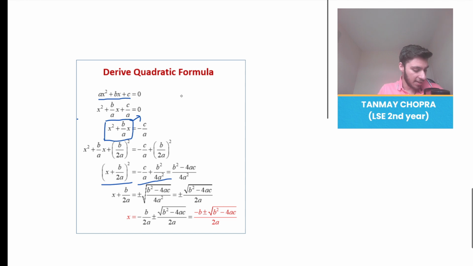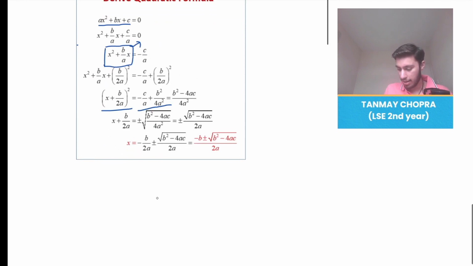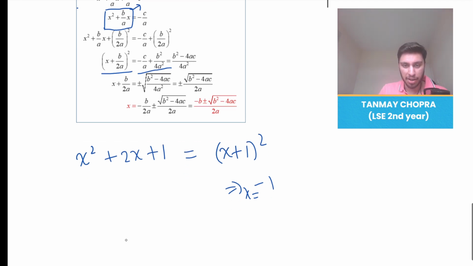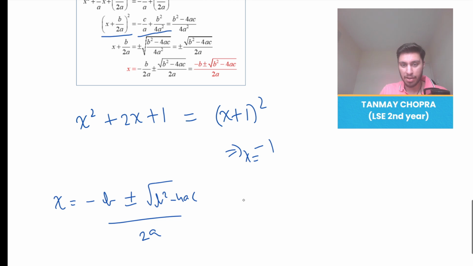Now, to find the solutions, let's say I have an expression which is x squared plus 2x plus 1, and this is the easiest quadratic ever, because this is just (x plus 1) whole squared. So I know the solution is x equals negative 1. Does the quadratic formula work here? Let's test. What is the quadratic formula? x equals negative b plus or minus square root of b squared minus 4ac, all over 2a. And what is negative b here? That would be negative 2.